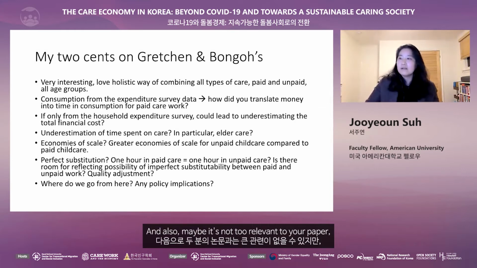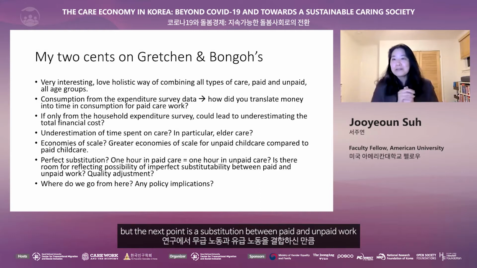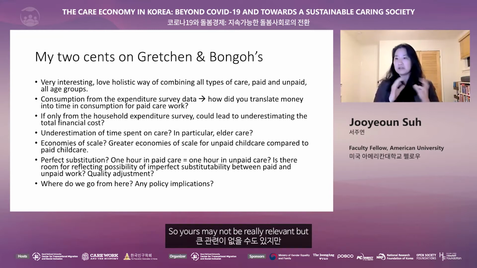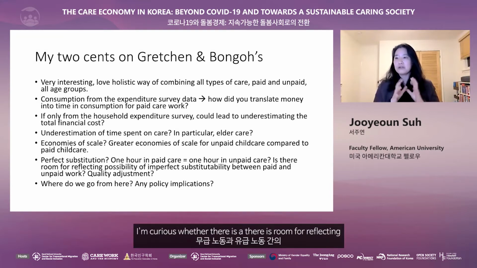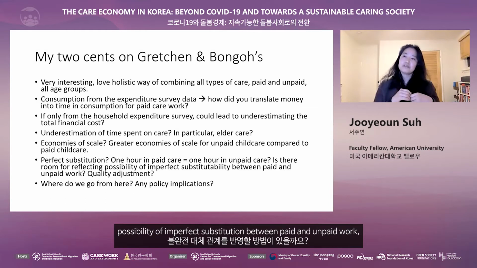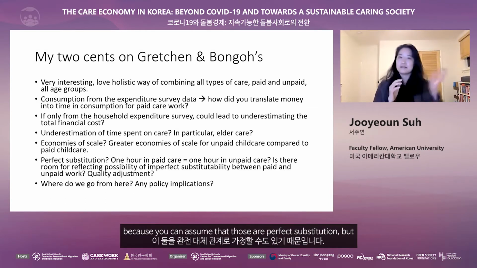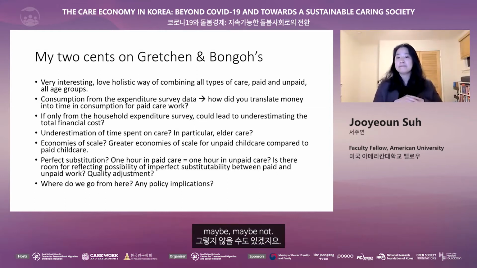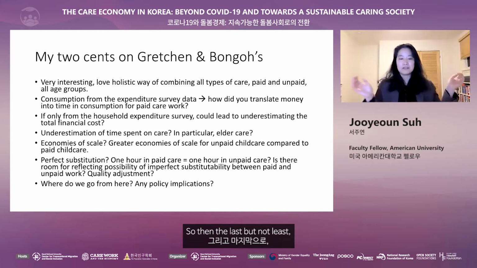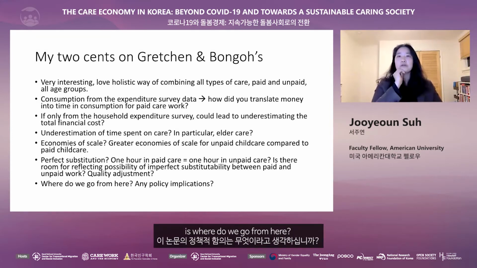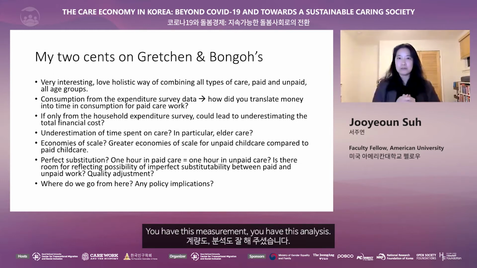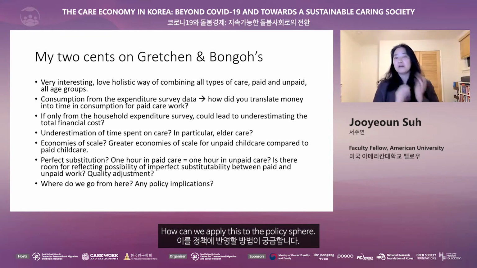And also, maybe it's not too relevant to your paper, but the next point is the substitution between paid and unpaid work. Since you combine them together, it may not be really relevant, but I'm curious whether there is room for reflecting the possibility of imperfect substitution between paid and unpaid work, because you can assume that those are perfect substitutes, but maybe not. Then, the last but not least is, where do we go from here? You have this measurement, you have this analysis. So how can we apply this to the policy sphere?